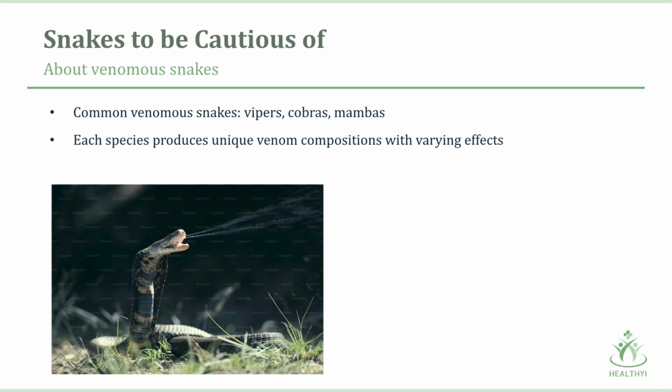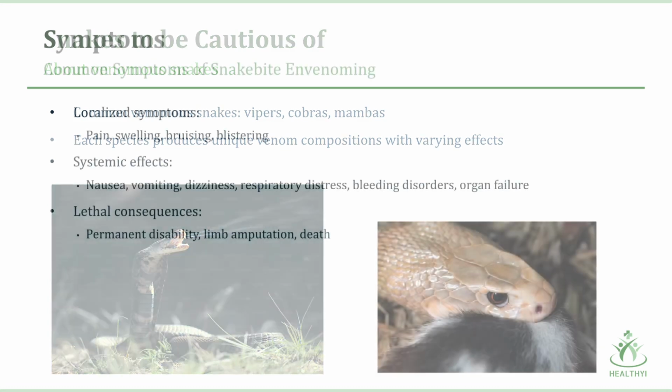Mambas are highly venomous snakes found in Africa. They possess extremely potent neurotoxic venom, primarily targeting the nervous system. Bites from mambas can result in rapid onset of symptoms, including severe respiratory distress and neurological complications. It is important to note that each species of venomous snake produces a unique venom composition with varying effects. The specific symptoms and severity of envenoming can differ based on the snake species involved in the bite.